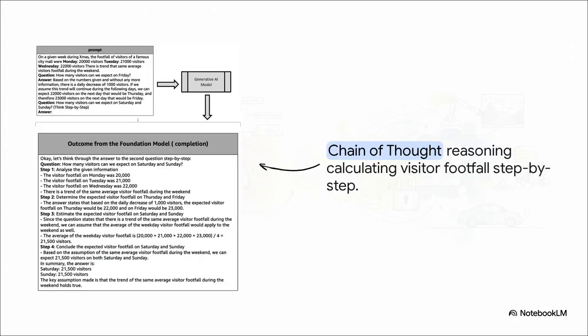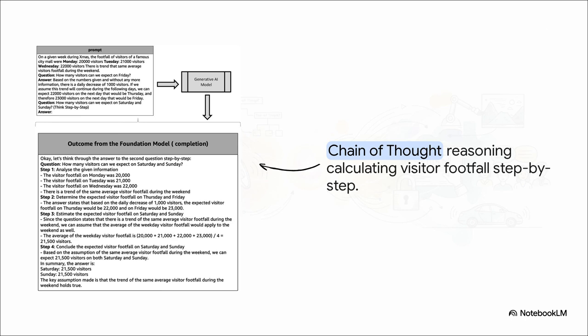Let's move on and see how this builds into an incredibly advanced technique called chain of thought reasoning. In this scenario where we're calculating mall visitor footfall during Christmas week, the prompt explicitly asks the AI to think step by step. Notice how the generated output naturally breaks down the logic.